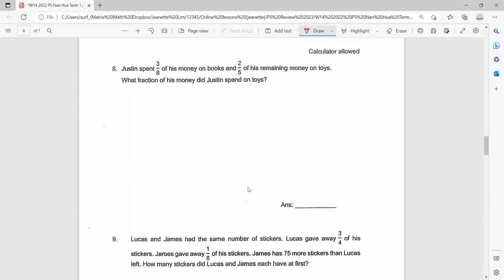Question 8. Justin spent 3/8 of his money on books and 2/5 of the remaining money on toys. What fraction of his money did Justin spend on toys? Now take note, this is of his remaining, right? So let's draw a model, starting off with this fraction, 3/8. So 3 units spent on books.